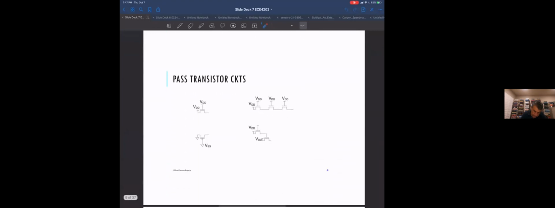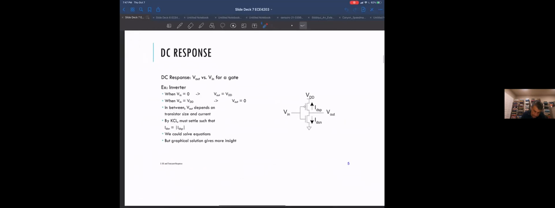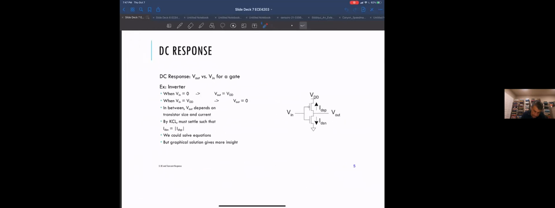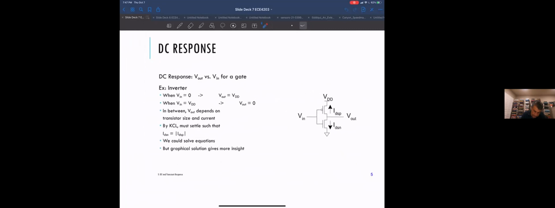Don't use pass transistors. Well, we can come back to this later, but I just want to get into the nitty-gritty details of a CMOS inverter. Okay, so where we started was that we just started by pretending our NMOS transistors were like switches, and same thing with our PMOS transistors. And as we saw in slide decks 6 and 5, they are anything but.